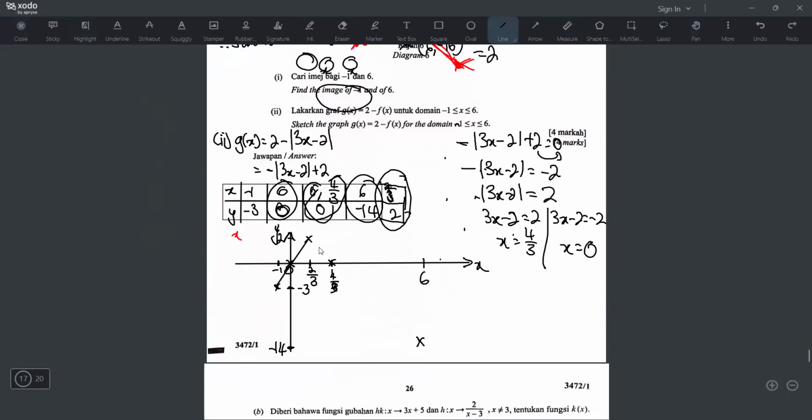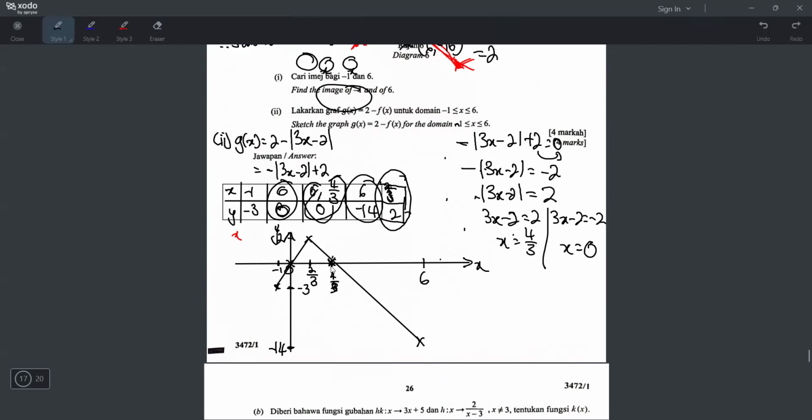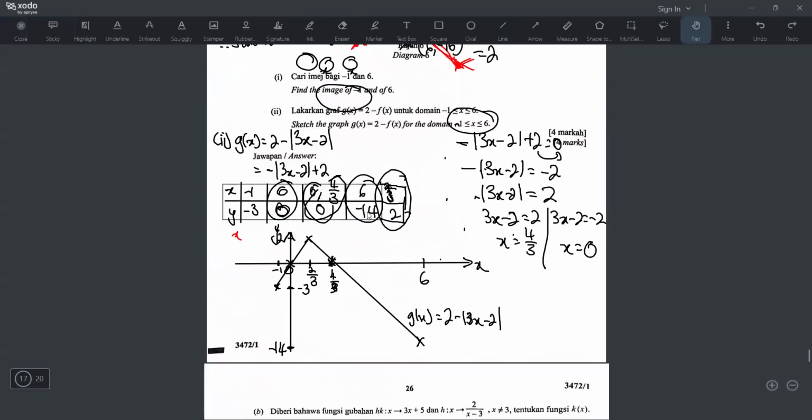So this is how it looks like. So you join like this and then join down here. Right? Okay, so make sure it touch all the points. Okay, so this is the equation. So you can write the equation g(x) equals, what is it? 2 minus modulus 3x minus 2 to top modulus. Okay, so they want us to sketch for domain negative 1 until 6. So done. This is the answer. Negative 1 until 6. Right? Okay. So hope you understand my working.